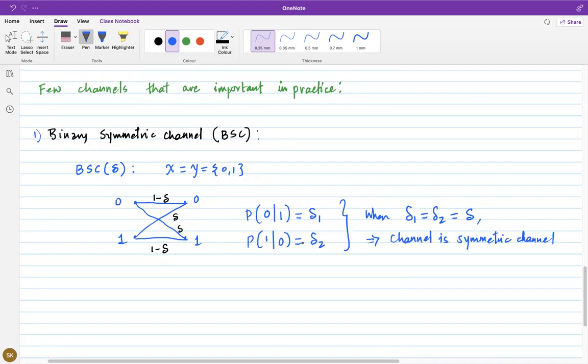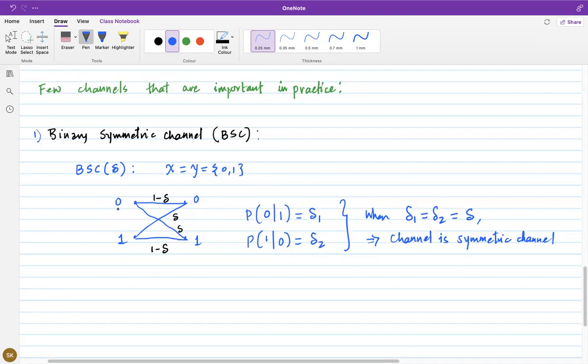We don't have delta 1 and delta 2. In fact, we have delta 1 equals delta 2, which is equal to delta. So we say that the channel is symmetric. By that, what we essentially mean is that no matter which input value I'm standing on, whether I'm standing at 0 or 1, the output distribution that I see is actually the same.